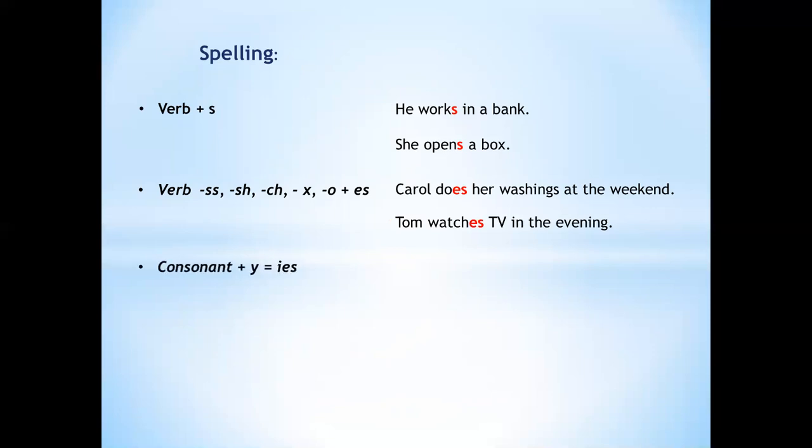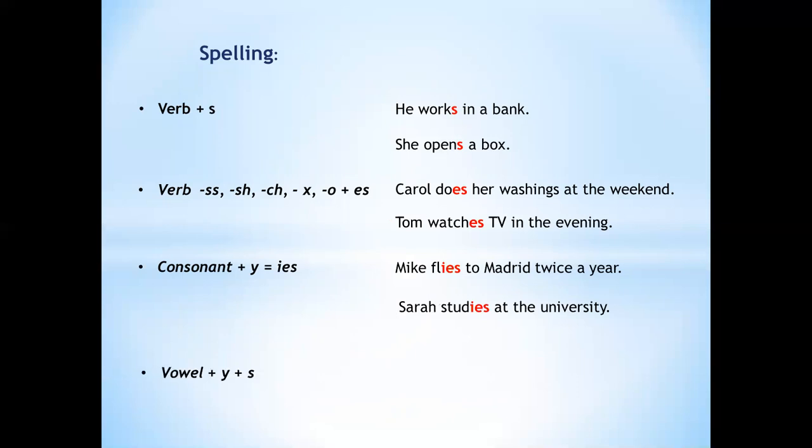If the verb ends with a consonant plus y, you have to change y into i plus es. For example, Mike flies to Madrid twice a year. Sarah studies at the university. But if the verb ends with a vowel plus y, you don't have to change anything and add only the s ending. For example, she lays on the beach in the summer. Rob plays football on Saturday.